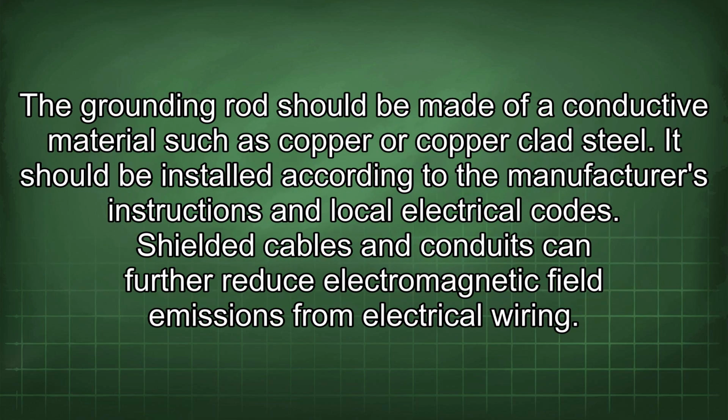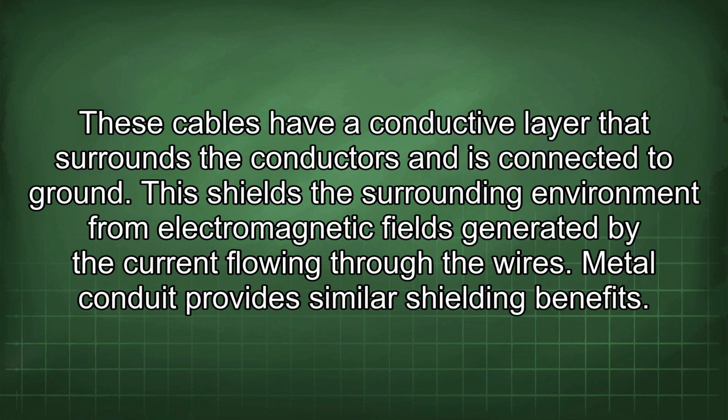The grounding rod should be made of a conductive material such as copper or copper-clad steel. It should be installed according to the manufacturer's instructions and local electrical codes. Shielded cables and conduits can further reduce electromagnetic field emissions from electrical wiring. These cables have a conductive layer that surrounds the conductors and is connected to ground. This shields the surrounding environment from electromagnetic fields generated by the current flowing through the wires.